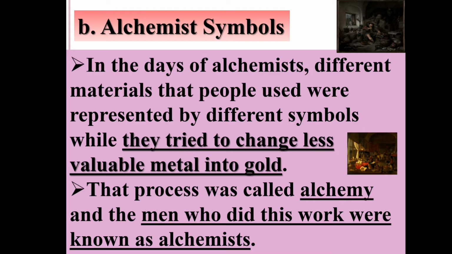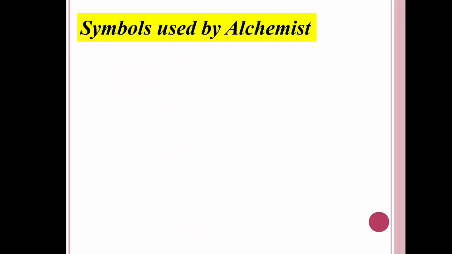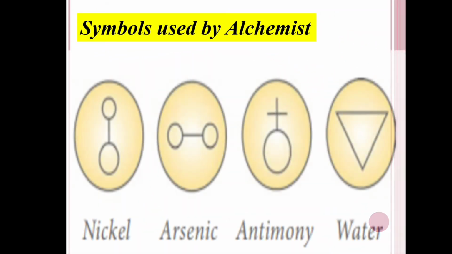Let us see the symbols used by the alchemists. You can see here, this is the symbol for nickel, this is for arsenic, this is for antimony, and this is for water. These are the symbols used by alchemists.